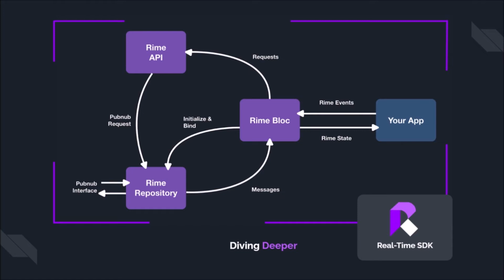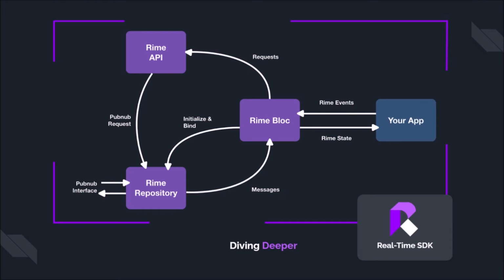The responses for these events are now listened to within the Rime block and sent back to your application to respond with UI. This makes Rime a three-tiered system. Developers will often interact with the Rime block, which interacts with the Rime API, which interacts with the Rime repository.